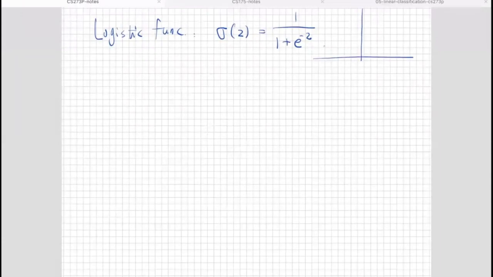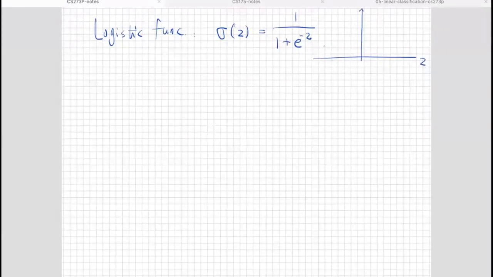So this logistic function is the function sigma of z. Let's first talk about it. Mathematically, this function is e to the power of minus z, and then you take the inverse of that. If you try to plot this function, it will look something like this. This is z, this is sigma here.